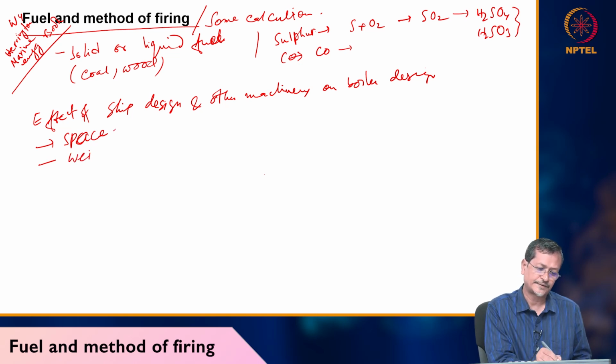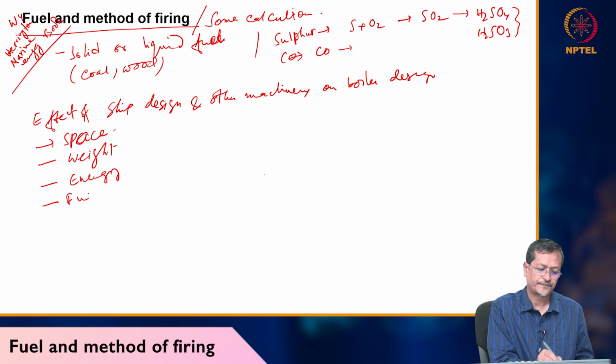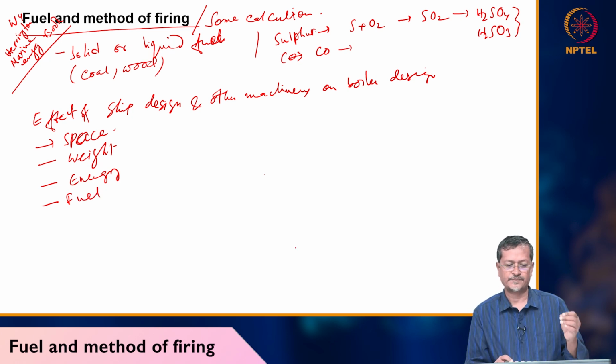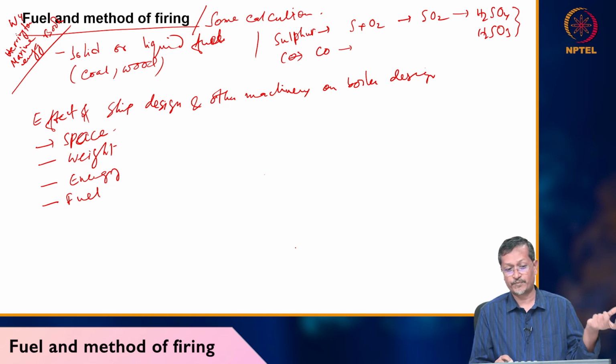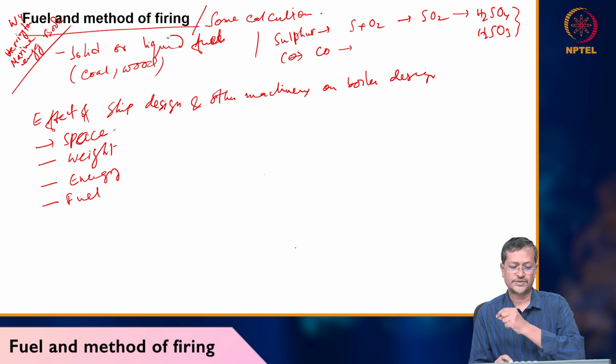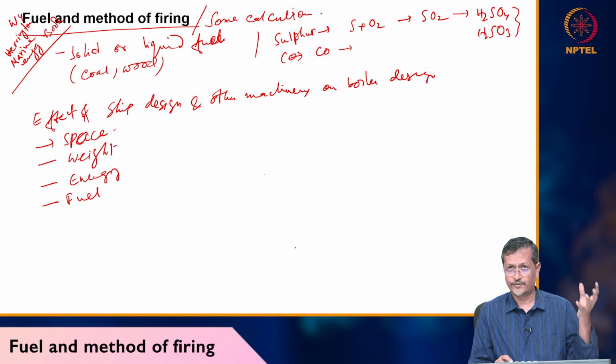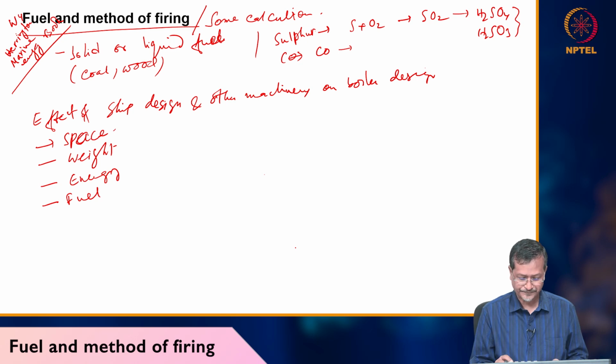Next is weight and how much energy you are producing, and the fuel handling system. Fuel handling is needed when you are moving from one place to another, and you need a certain amount of fuel to store. If you are storing coal, you have to pulverize it, break the coal into very small particles, and then use it in your system. If you have liquid fuel, you have to handle that properly too. If any fire source is nearby, that can be dangerous also. So safety and storage are very important for shipping machinery.